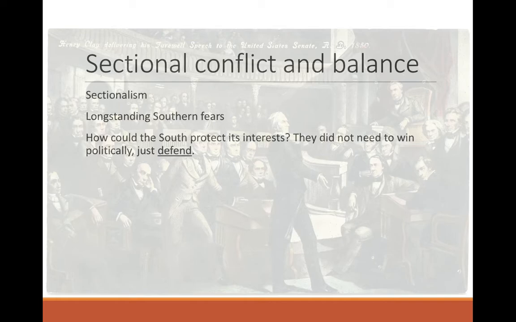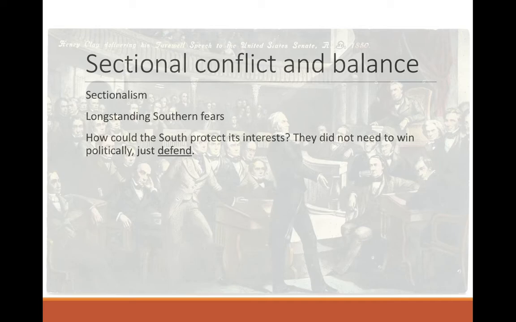The South has to try to figure out a way within the Union, because they want to be part of the Union, to protect its interests. And they realize they don't need to win. They don't need to dominate the North. They just need to be able to keep the North from dominating them. And they can't do it in the House, because the North grows in population and becomes a majority of the House. So again, that issue of tyranny of the majority comes in, and how do you prevent the more populous North from taking advantage of the South, at least from the Southern perspective.